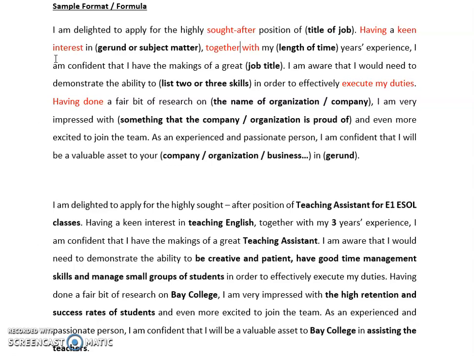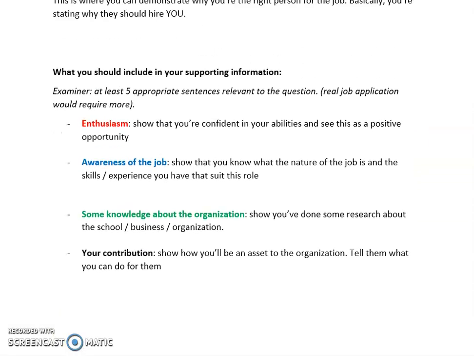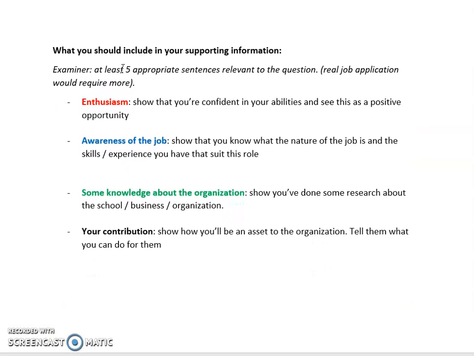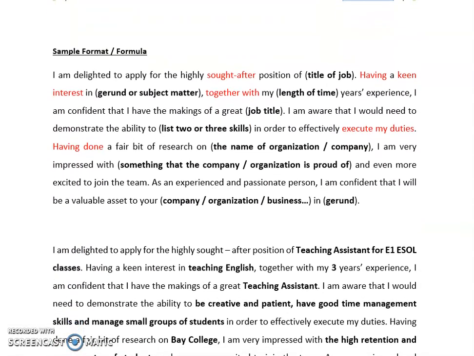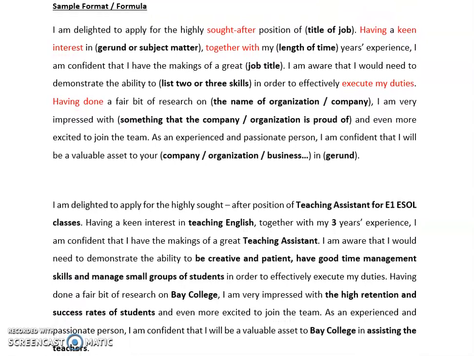So remember at the very beginning when I said what do we need to include in the supporting information? We said we need to show enthusiasm. The employer needs to be impressed with how excited we are. We have energy, and we use specific vocabulary to show enthusiasm, and it can be something like this. I am delighted to apply for the highly sought after position of the name of the job.